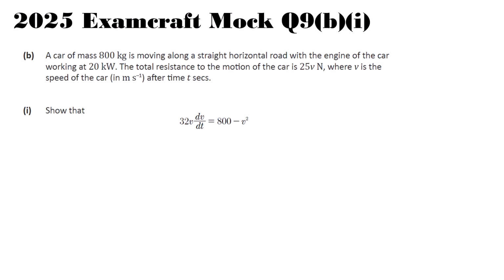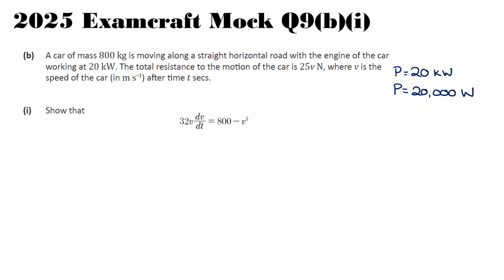So this is question 9, part B, part 1 from the 2025 exam craft mock. And it's a great example of how this will be asked in an exam situation. And it's not very different from those earlier questions in the video. So a car of mass 800 kg is moving along a straight horizontal road with the engine of the car working at 20 kilowatts. So we've been given our power as 20 kilowatts. That's the same as 20,000 watts.